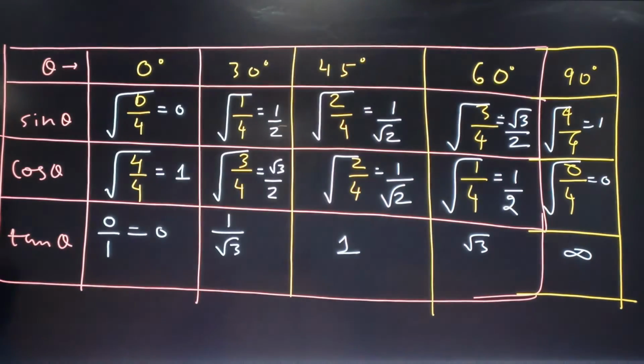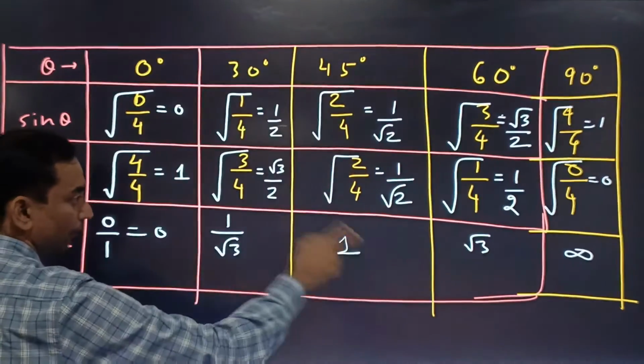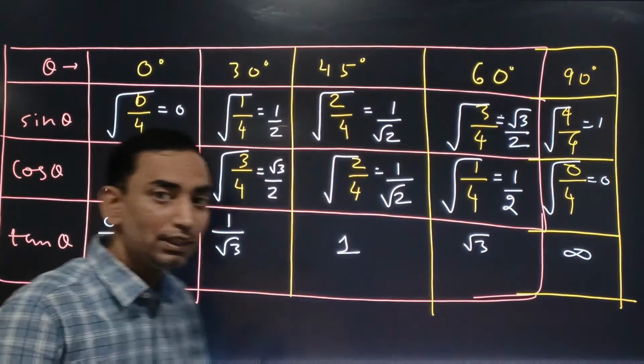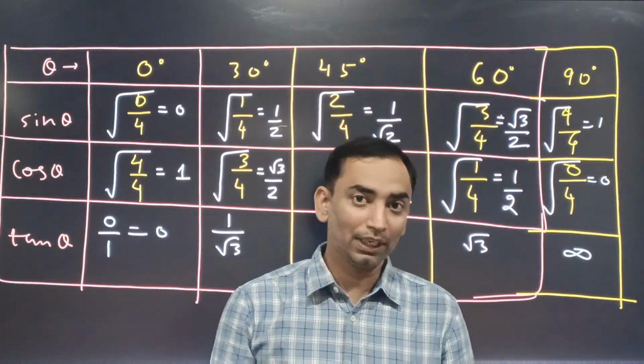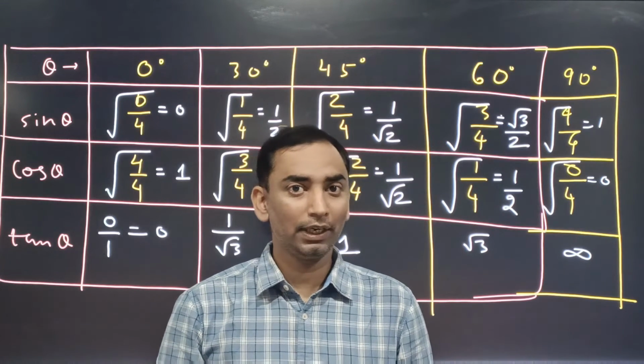So these are the values of tan theta. Tan 0 is 0, tan 30 is 1 by root 3, tan 45 is 1, tan 60 is root 3, and tan 90 is infinity. So these are the things that you need to remember in case of grade 9 and 10 numericals, and that was a short lecture on trigonometric identities.